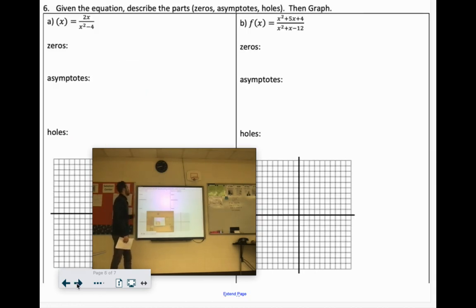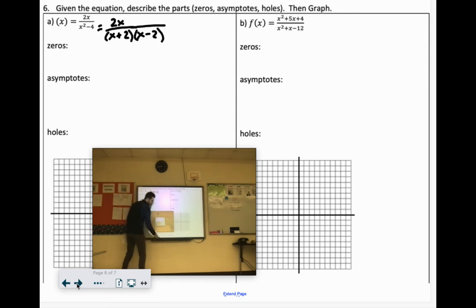Give me the equation. Find the stuff. Graph it. All right, this is our last page. We've got about 5 minutes before class starts. So we're going to factor it first. So we have 2x over x plus 2 and x minus 2.